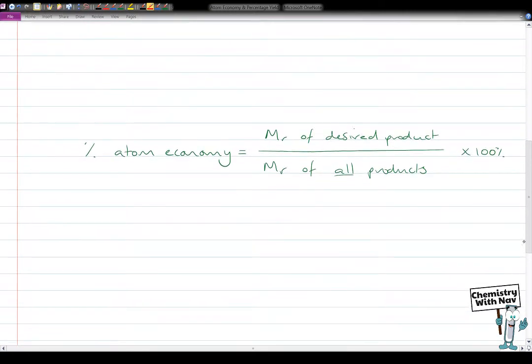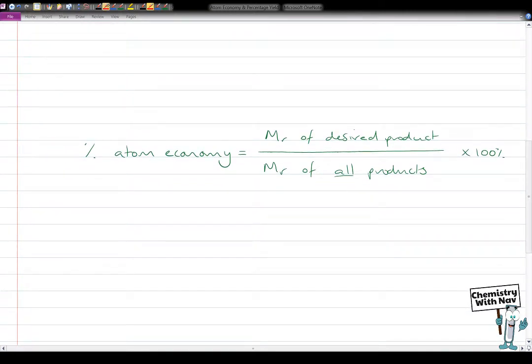Atom economy is a little different. It's to do with the wastefulness of your process. The percentage atom economy is calculated as the relative molecular mass of the desired product divided by the relative molecular mass of all the products, so everything that you make on the right hand side, again times 100%.